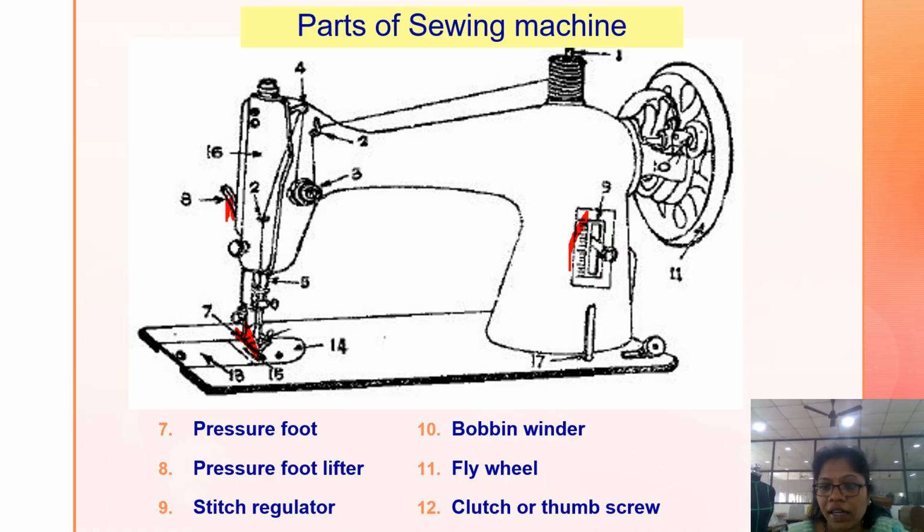But in the case of industrial machines, there will be a separate setting. There we have a button for reverse and back stitching purposes. The next one is the bobbin winder. Here we can use it for the bobbin winding process. Industrial machines and domestic machines both have it. Some machines have an option that automatically stops when the bobbin is full. The next one is the flywheel.